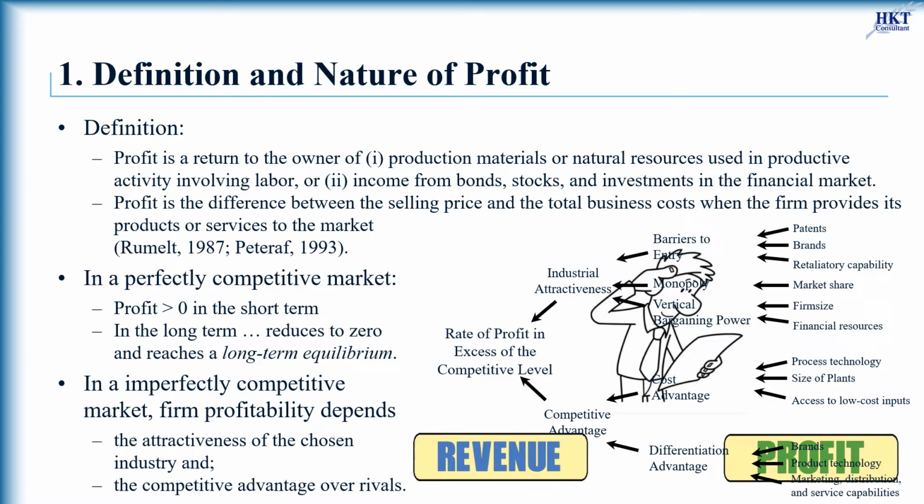In contrast, cost advantage requires possession of scale-efficient plants, superior process technology, ownership of low-cost sources of raw materials, or access to low-wage labor. These factors allow the firm to produce goods, supply services at low costs, thereby achieving high profit.